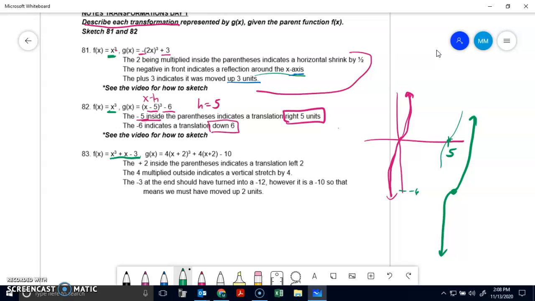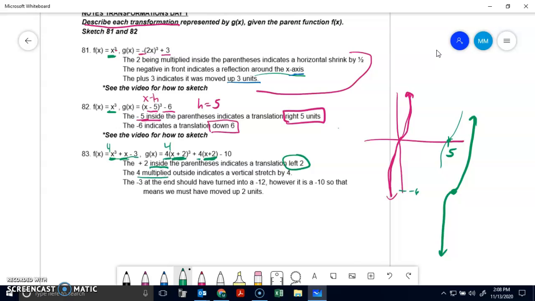Then we get to this curious thing where I have a non-parent function to begin with. So we're going to take a look at a couple things. One thing I see is that both x's have been replaced with x plus 2. Instead of x and x, it's x plus 2 in parentheses. Well, we know plus 2 on the inside means that we're going to move left 2. But then I also see that the whole thing was multiplied by 4. You see this is now times 4 times 4.